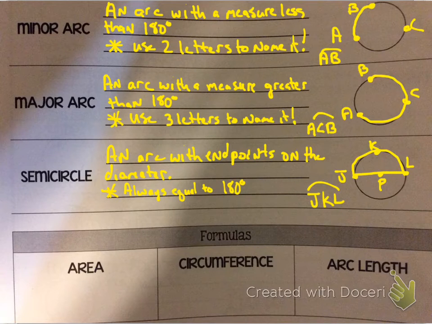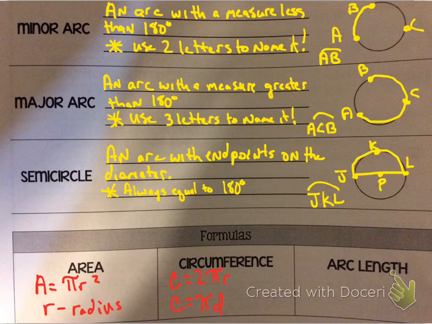Now, just as a reminder, I might need to change this color here. Area is equal to pi r squared. Again, r is the radius. Circumference, there's actually 2 formulas: 2 pi r, or pi times the diameter. So r is the radius, d is the diameter. I'm not going to have space to write that, so I'll just leave it like that.